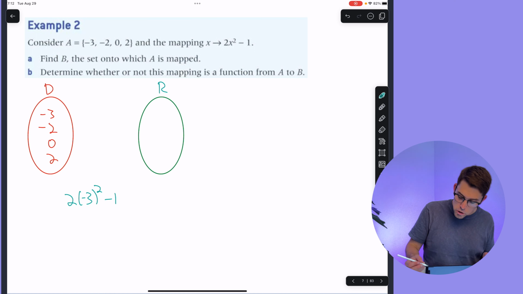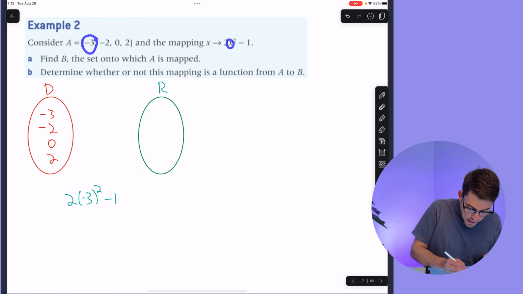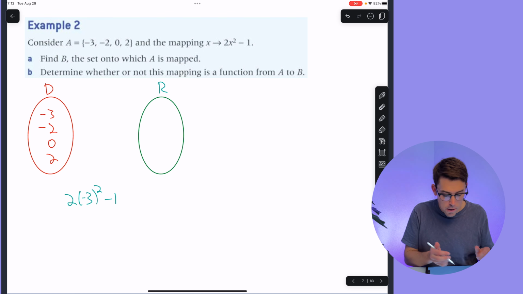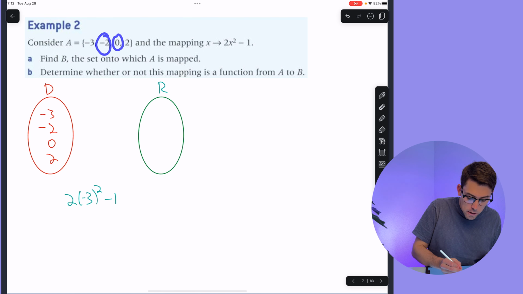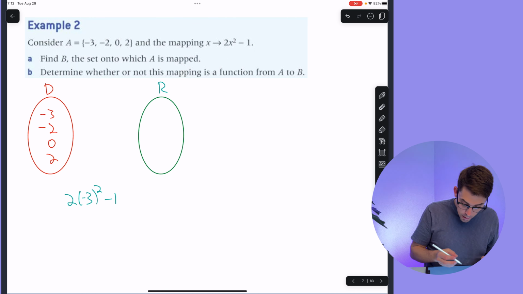But remember that when you have 2x squared, that x is the entire value. So this x is the entire value of -3. You're squaring that entire value. You're going to be squaring -2, squaring 0, squaring 2. So always remember your parentheses. That is one of the best math tips you can have at the beginning of the school year.